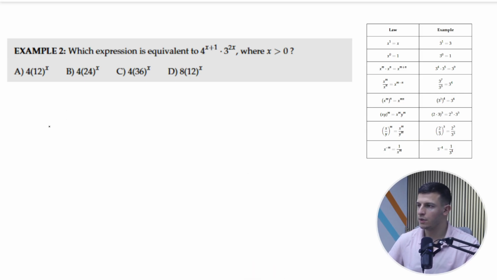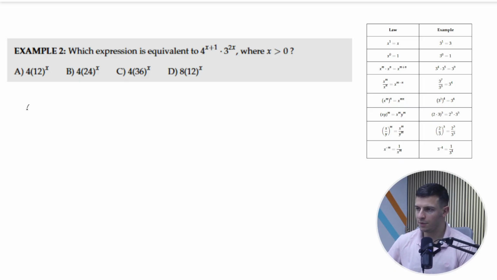Which expression is equivalent to 4 to the power of x plus 1 times 3 to the power of 2x, where x is greater than 0? So again, this might be a simplification. You can go to the answer through the multiple choices that we were given. But let's see what we can do here. Now, 4 to the power of x plus 1, and 3 to the power of 2x.